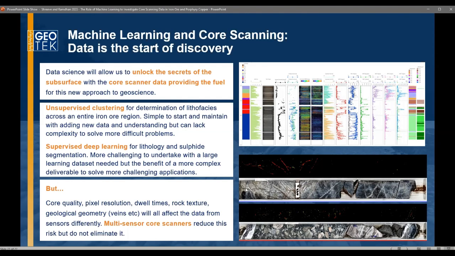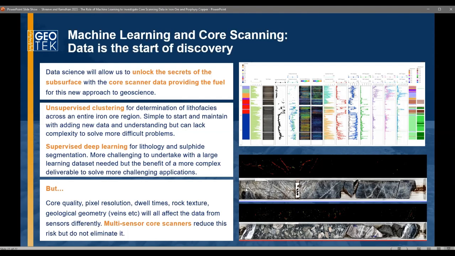But we must always remember that core quality, rubble, solid, whole, pixel resolution, the dwell times of the sensors, the rock texture, even the geological geometry, veins, etc., all affect sensors differently. And from our part, multi-sensor scanners like we have with the BoxScan help to reduce this by spreading the understanding across multiple sensors, but they don't eliminate it. So with the choice of data that we use, we must always bear in mind how we're collecting it and the physics of what we're doing with it.